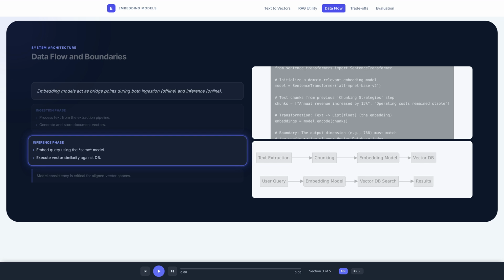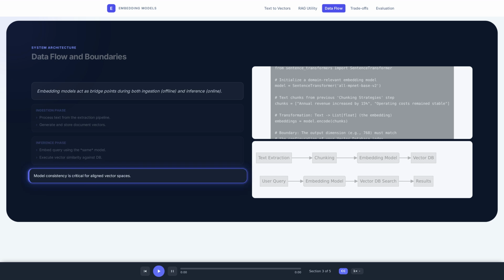We use the exact same embedding model. We turn the user's query into a query vector. This vector is then compared against all the document vectors in our vector database to find the most relevant stuff. And this consistency is super important. Using the same model for both ingesting documents and processing queries makes sure the whole system stays aligned. That way, things with similar meanings really are close together in the vector space.